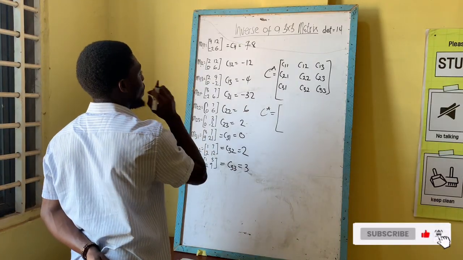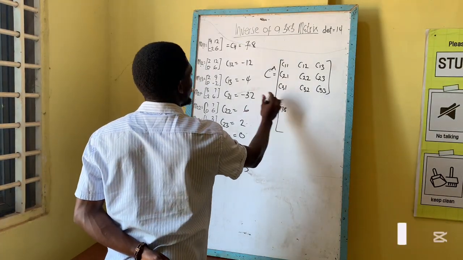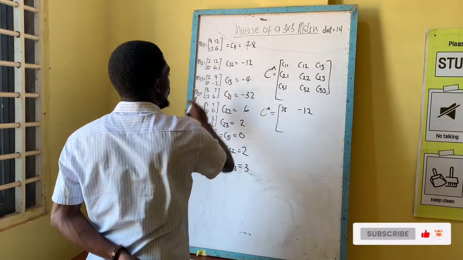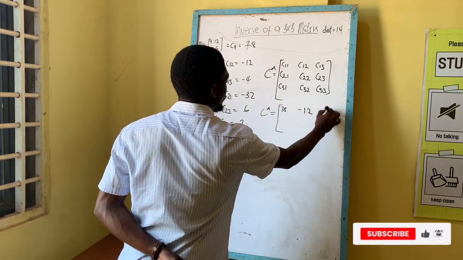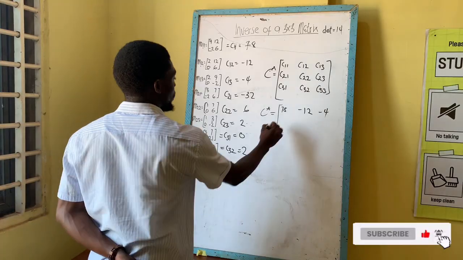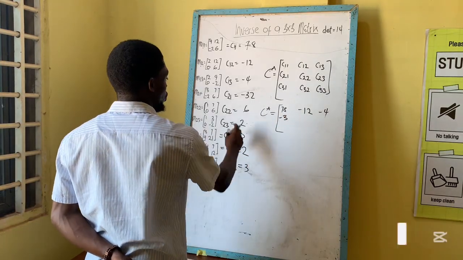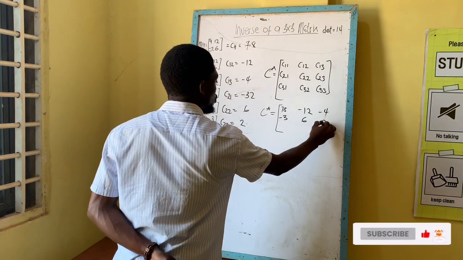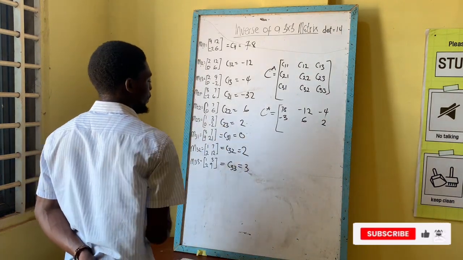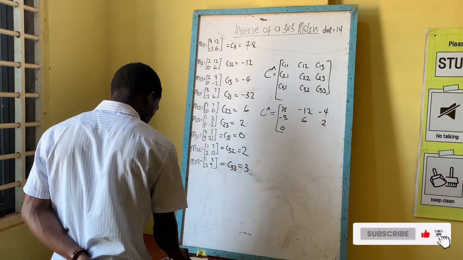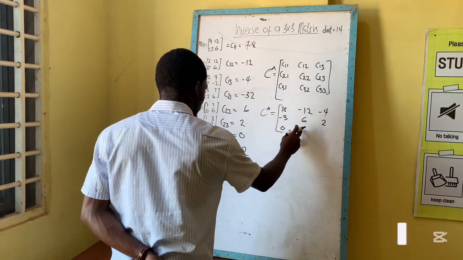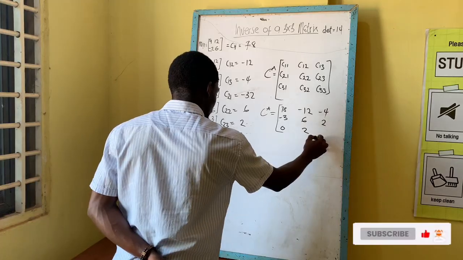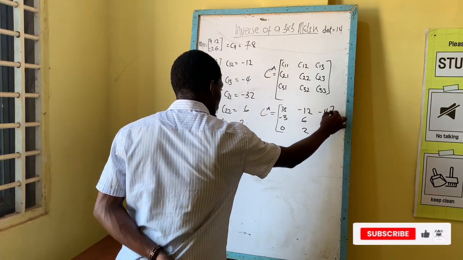Cofactor 1, 1 is 78. Cofactor 1, 2, which is here, is minus 12. Cofactor 1, 3 is minus 4. Cofactor 2, 1 is minus 32. Cofactor 2, 2 is 6. Cofactor 2, 3 is 2. And cofactor 3, 1 is 0. Then cofactor 3, 2 is 2. Then cofactor 3, 3 is 3.